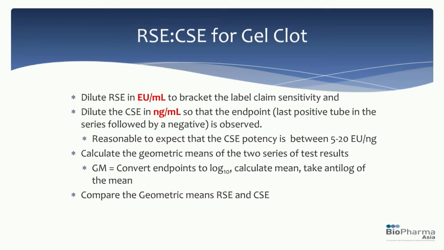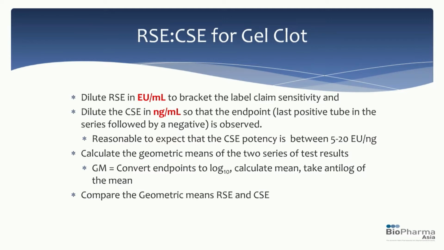So how do we do this for gel clot? Well, we're going to dilute the RSE in EUs per milliliter to bracket the label claim sensitivity of the lysate. We're going to dilute the CSE in nanograms per milliliter so that we get an endpoint. Now, what's the endpoint? In any dilution series, the endpoint is the last positive tube in the series that's followed by a negative. It must be followed by a negative in order to be the endpoint. So we'll dilute the CSE in nanograms per milliliter so that we get an endpoint.